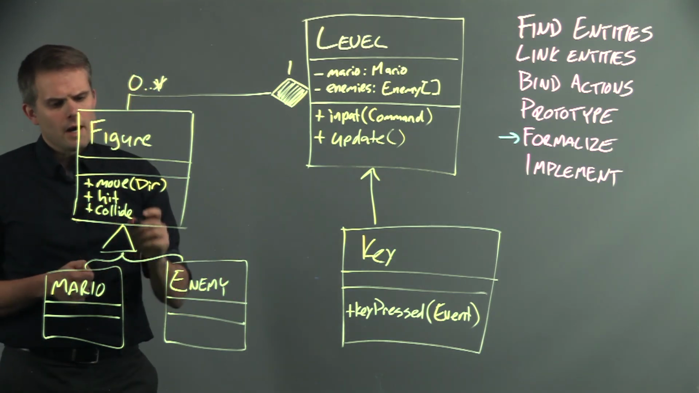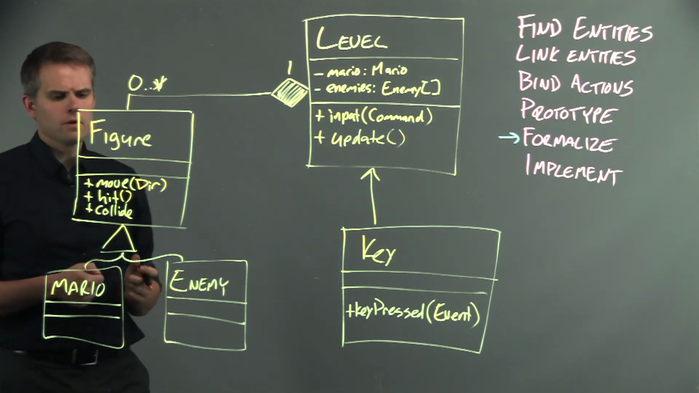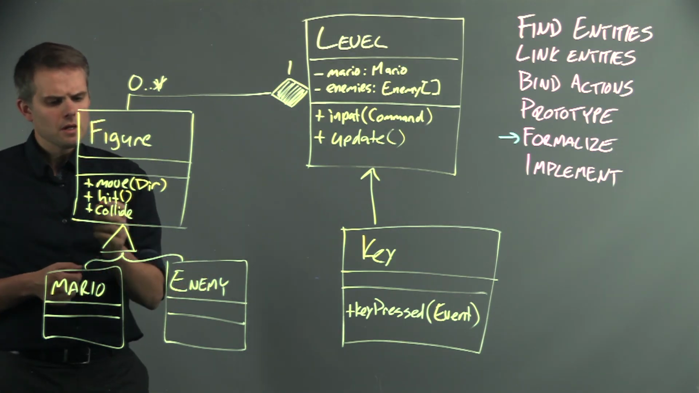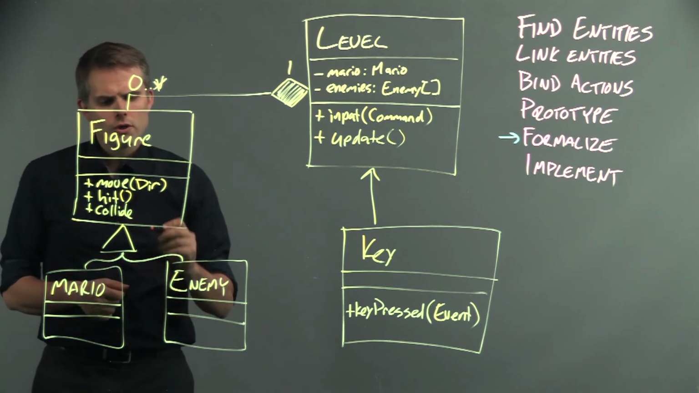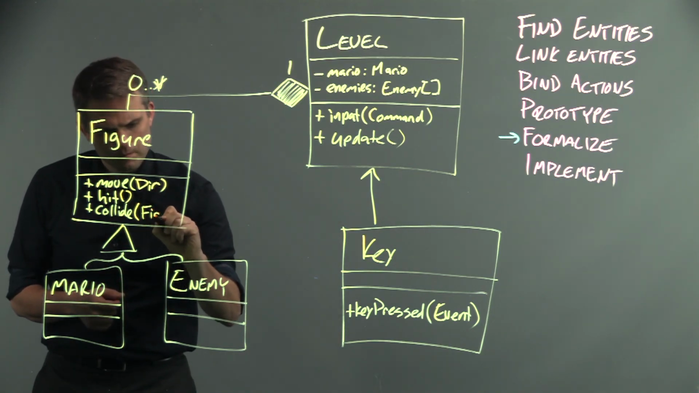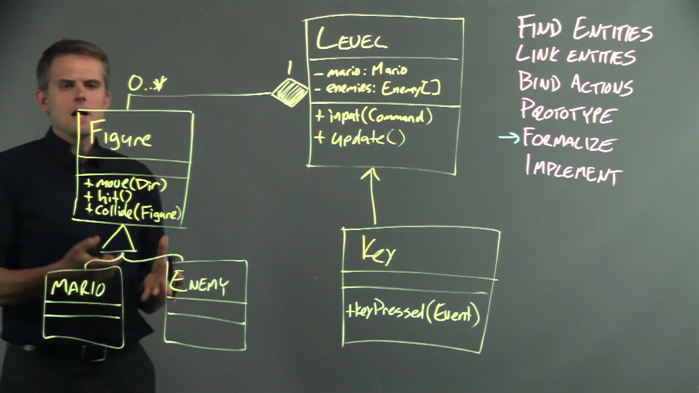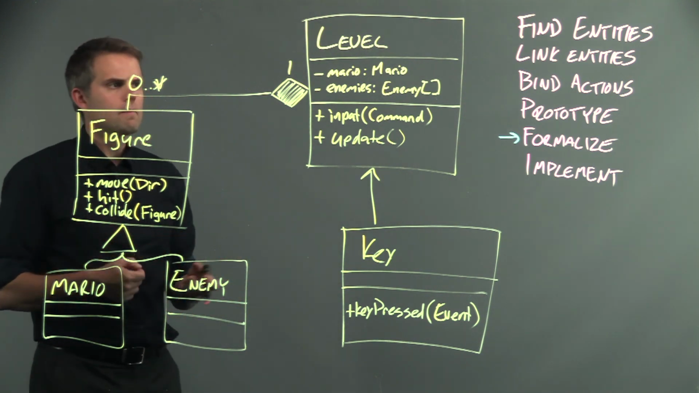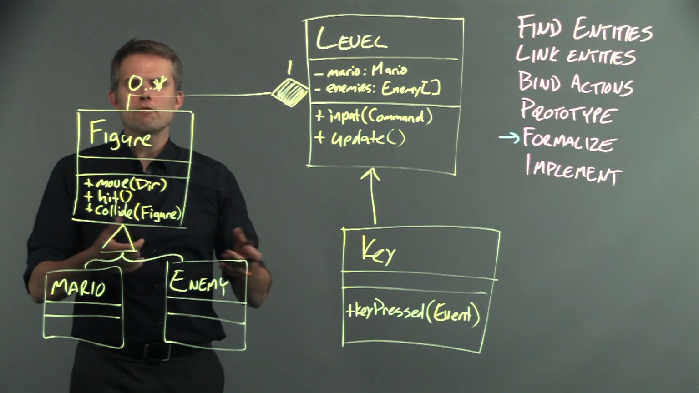When we think about hit, there's no parameter, right? So the figure is just taking a hit. But when 2 figures collide, they need to know who they're colliding with, right? So collide will take a parameter that is another figure. And this is the high-level design UML class diagram for this use case.